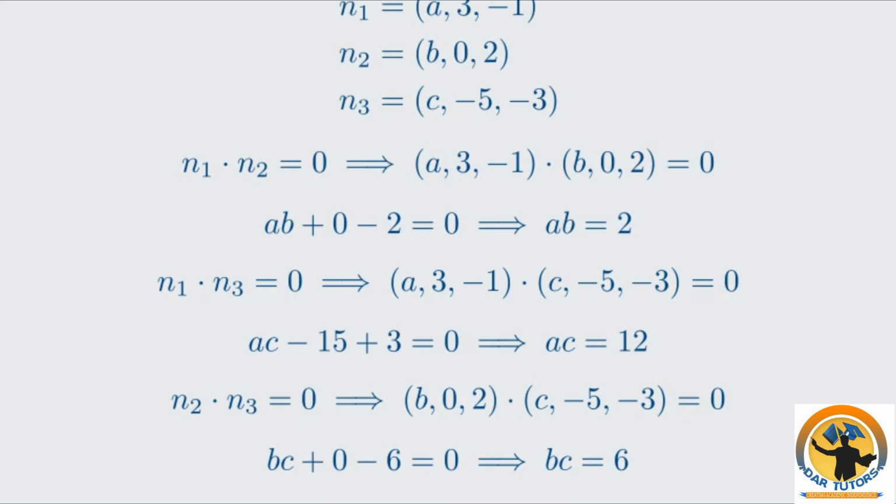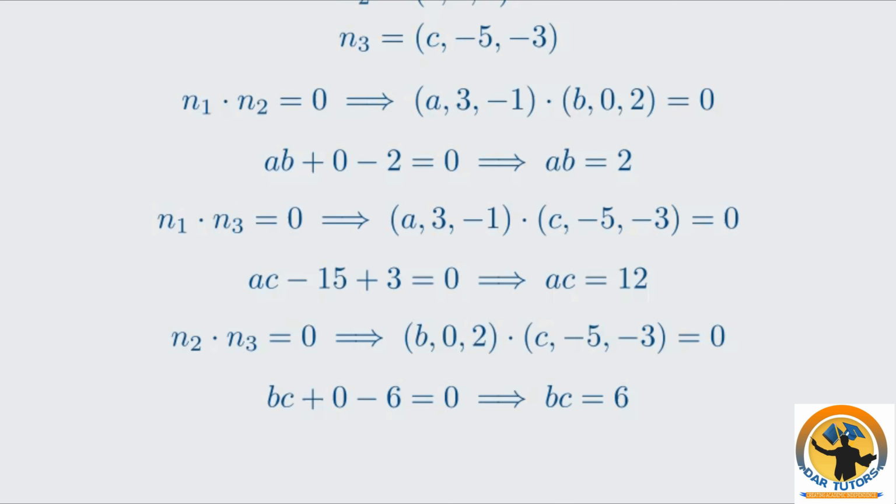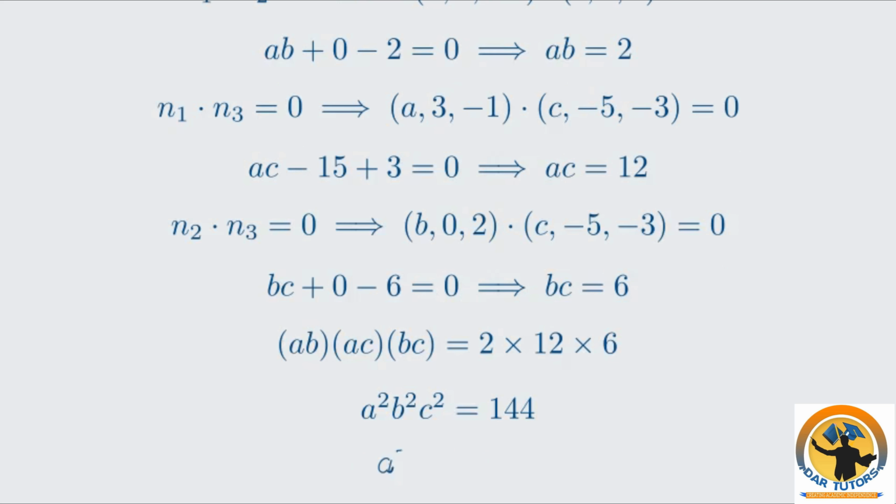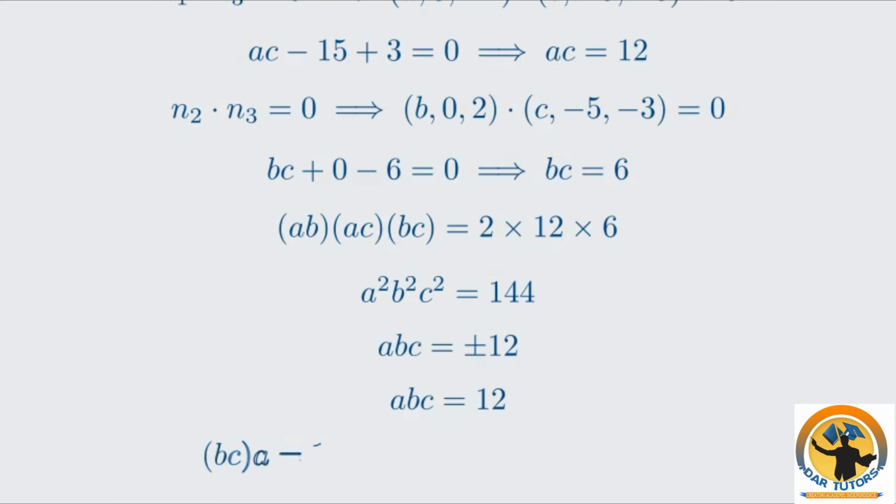We can solve this by multiplying the 3 equations together. Multiplying them gives a squared b squared c squared equals 144. Taking the square root, we get abc equals plus or minus 12. The problem states that a, b, and c are positive constants, so we must have abc equals 12. Now we can find each constant.